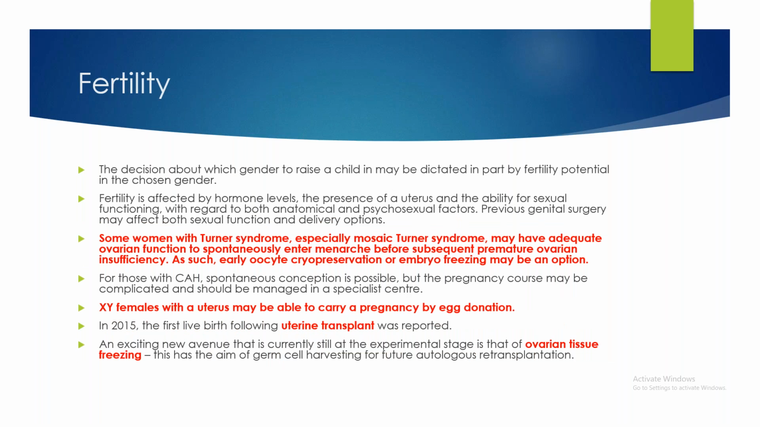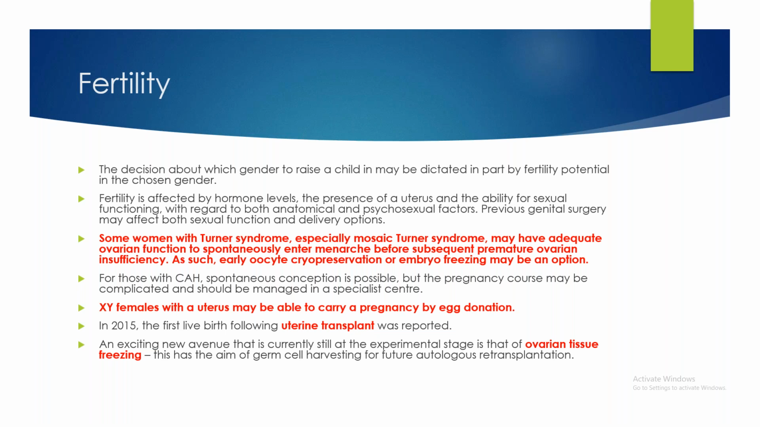Now regarding fertility, it again depends upon the karyotype, and the gender identity will also depend upon the fertility, because it is dictated in part by the fertility potential of that chosen gender. This fertility is again affected by hormone levels, presence of uterus and ability of sexual functioning, both anatomical and psychosexual. Previous genital surgery also affects both sexual function and delivery options. If infancy genital surgery has been carried out, again it will affect the fertility potential.